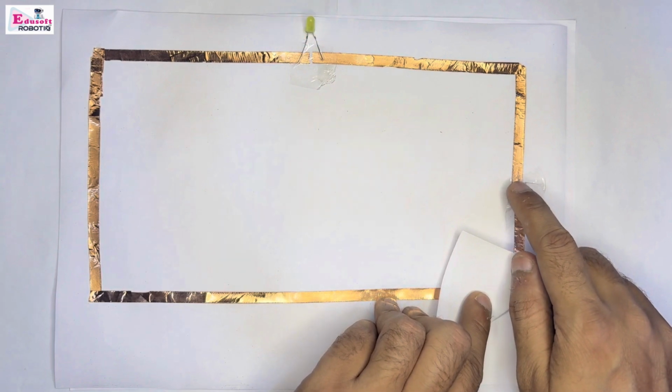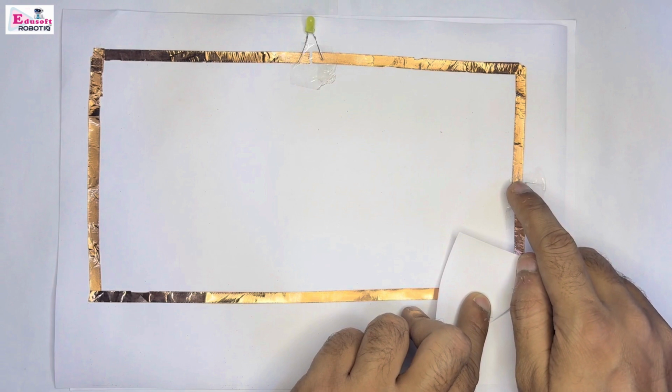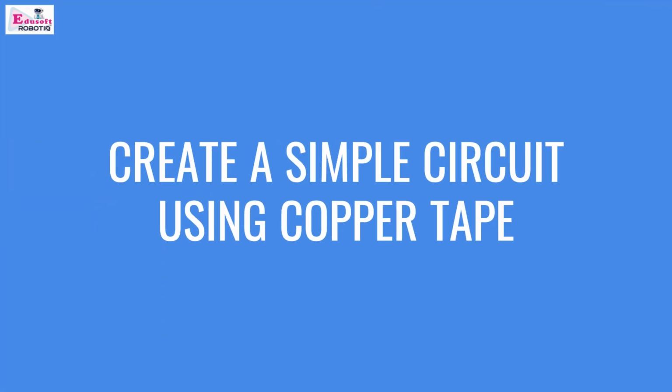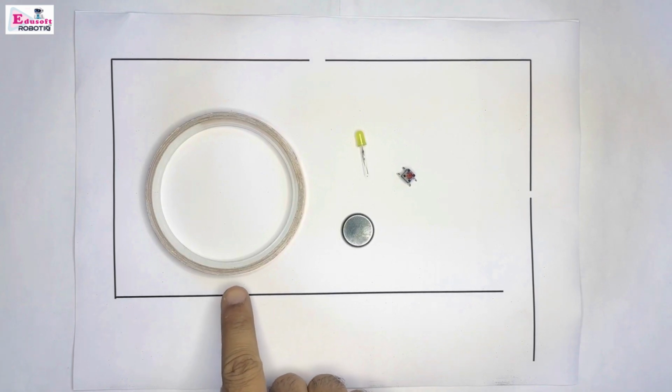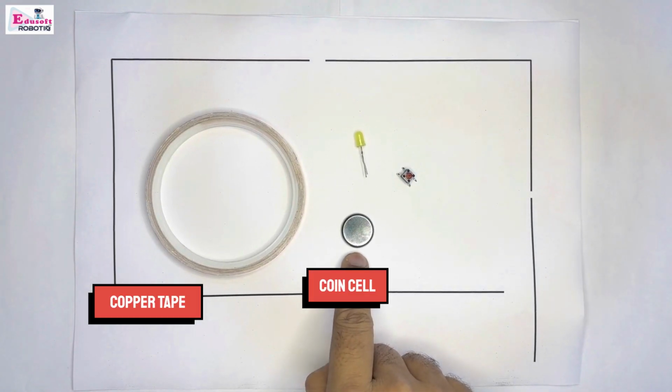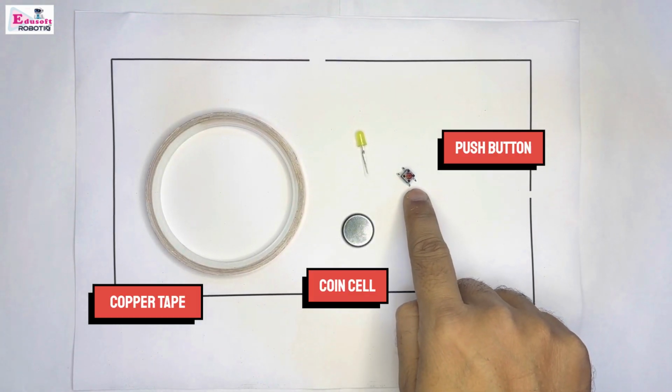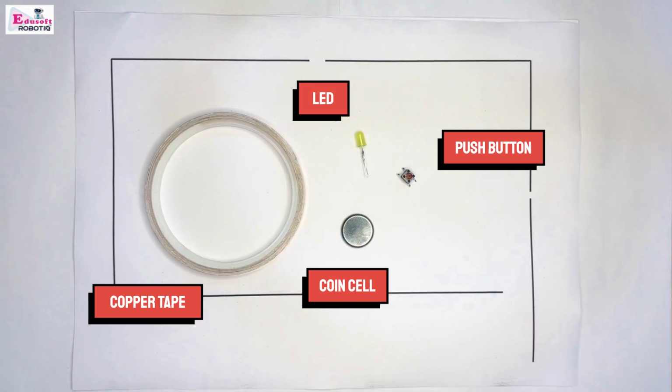Hello, students. Welcome to Edusoft Robotics. In this tutorial, we will learn how to use copper tape to create a simple circuit that glows an LED. For this activity, we are going to use a copper tape, a coin cell, a push button, and an LED.